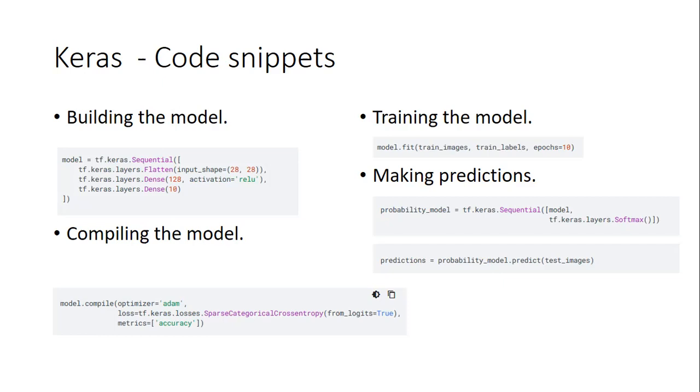And to literally predict your input, you just say predictions is equal to probability_model, which is what you have built in the previous line, and you just say predict, and you give it the image which you want to predict using your model.